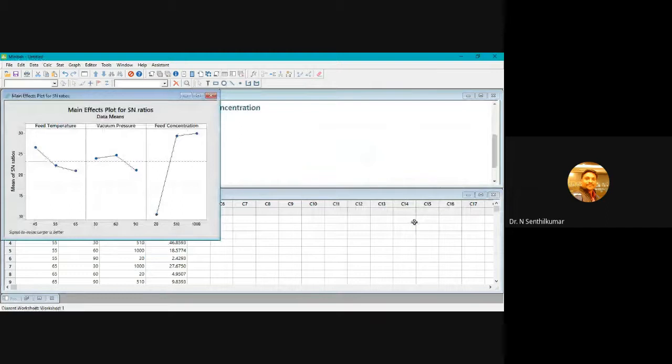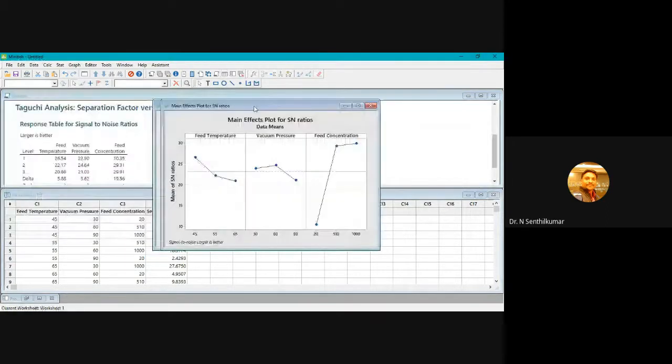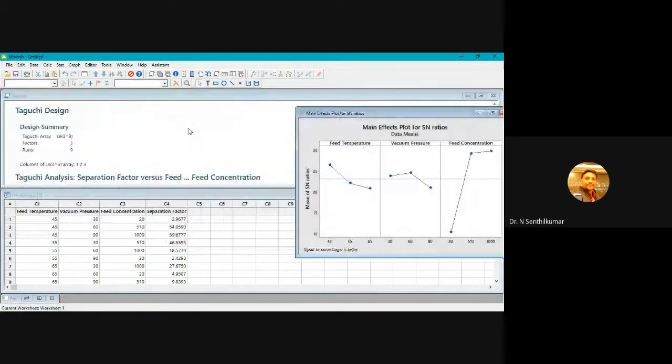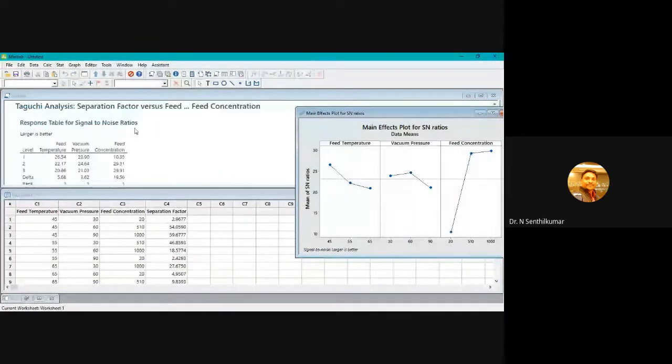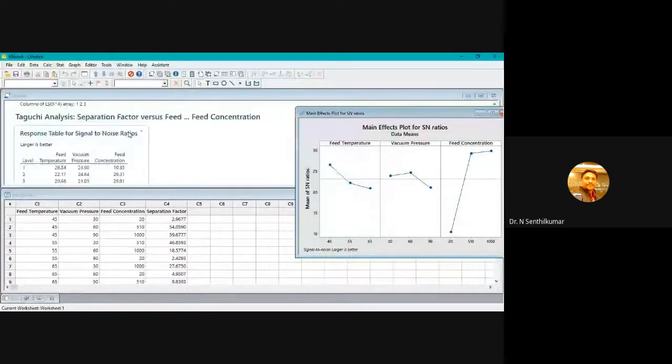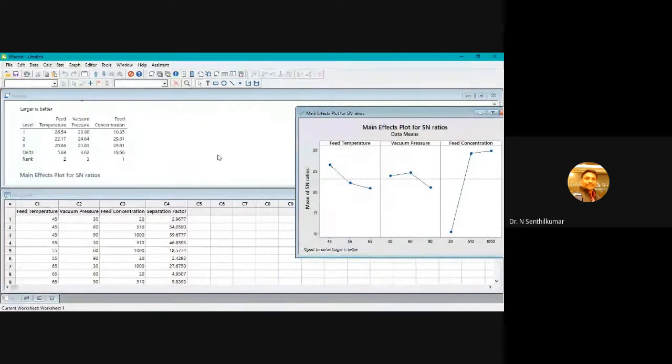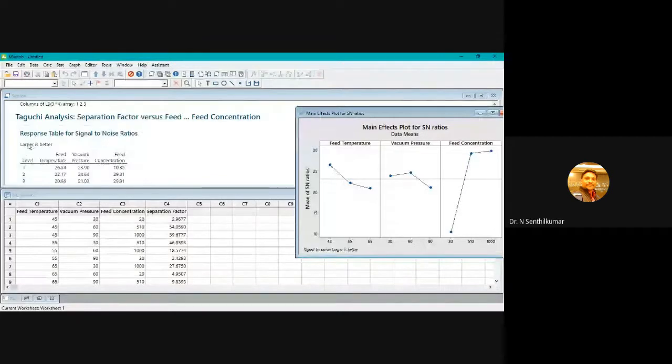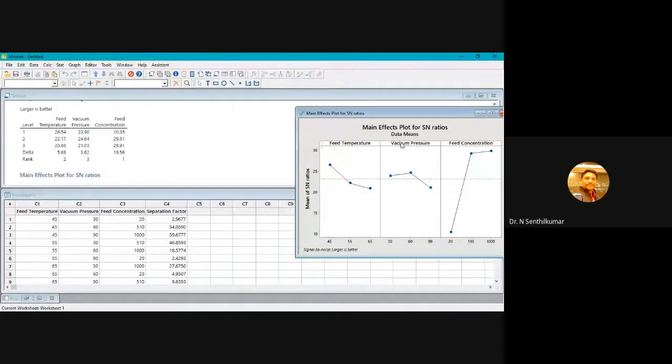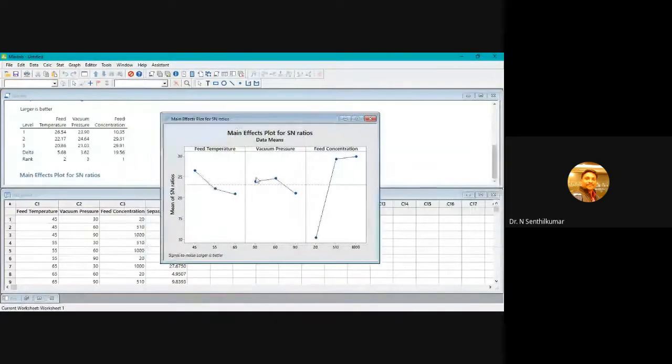You can see this. The design summary: Taguchi design, L9, number of factors 3, runs 9. This is the response table for the signal to noise ratio. Based on this only, the graph is drawn. What is this? Larger is better. You can see this. What's my objective? Larger is better. That's my objective. Then the main effects plot.